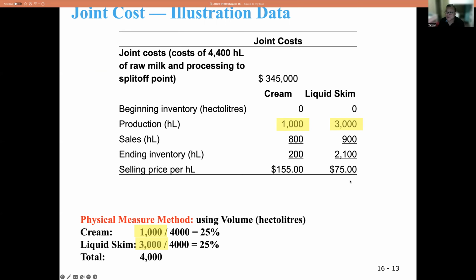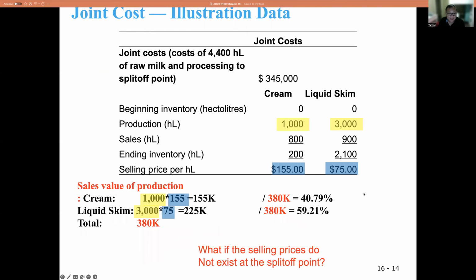So this is pretty straightforward, right? I hope it's not a challenge to you. Now let's take a look at the market approach. So the market value approach, first, let's go with the sales value of production. Suppose you can sell cream and the liquid skim directly to customers, and you know the selling price. The selling price is $155 per hectoliter for cream and $75 per hectoliter for the liquid skim.